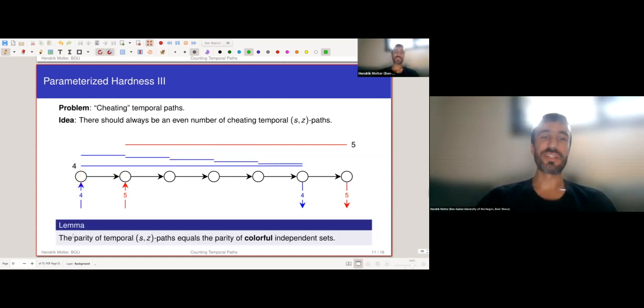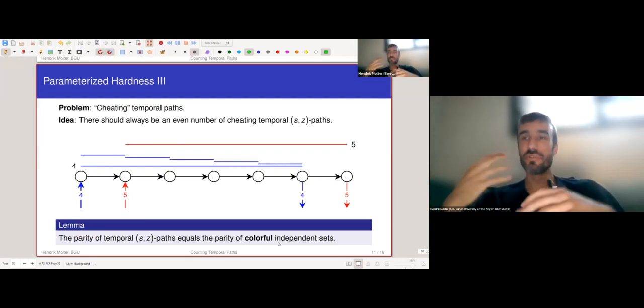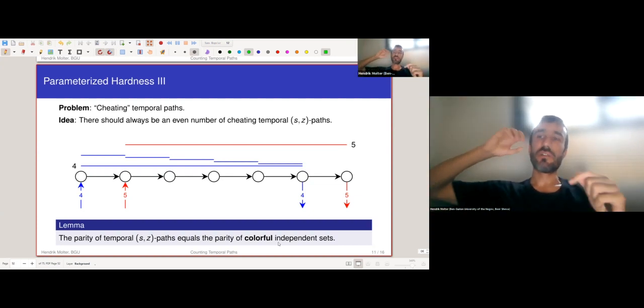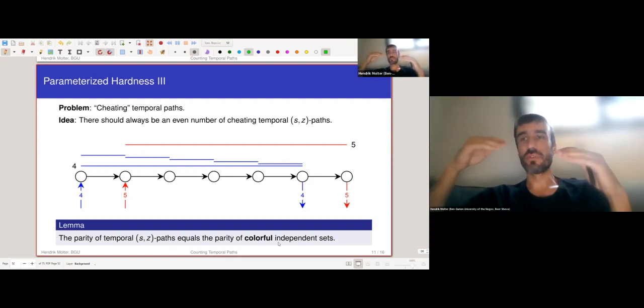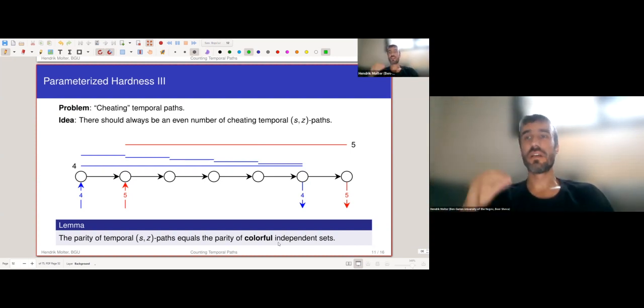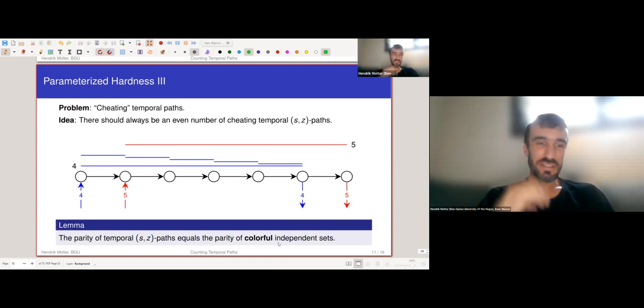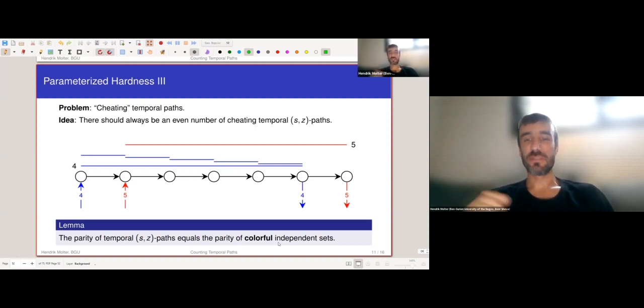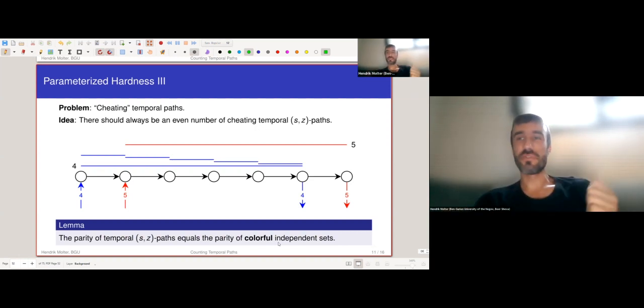And this leads us to the lemma that the parity of temporal SZ paths in this reduction equals the parity of colorful independent sets that don't necessarily use all the colors. And then we use some kind of Turing reduction where we remove some of the colors to compute the parity of the number of temporal SZ paths that actually correspond to multicolored independent sets that use all colors. Okay, so that's all I wanted to tell you about this hardness reduction. I hope that gave you some idea.